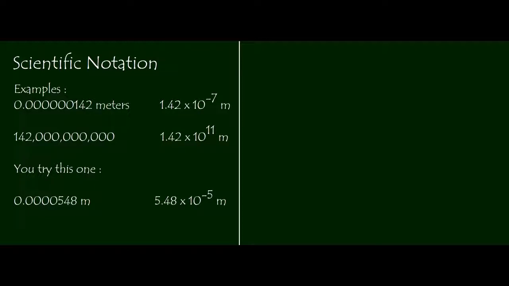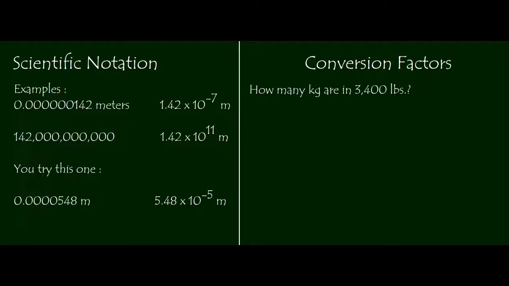Next, let's learn about conversion factors. Conversion factors are important because they allow us to convert one unit that's not an SI unit into something that is an SI unit. So for example, how many kilograms are in 3,400 pounds? The first step is we write out what's called a conversion factor. A conversion factor is simply stating what one unit is equal to in another type of unit. So, for example, 1 kilogram is equal to 2.2 pounds.